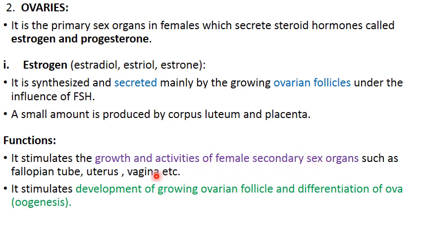कौन से होंगे? एक तो fallopian tube है, uterus है, vagina है, उनके normal activities govern करेगा. और also I said कि ovarian follicles में ova differentiate होगा, पहले primary oocyte होगा, फिर secondary oocyte होगा, and then the ovum will be formed, और वो किसके अंडर होगा? Estrogen. So that is going to stimulate the development of the growing ovarian follicle, and differentiation of the ova, that is oogenesis.